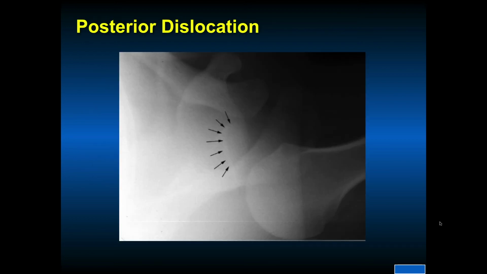This is her posteriorly dislocated shoulder. Again, you can see this axial view. This is the coracoid. This is the glenoid, the acromion, and you can see how nobody's home in the glenoid, and her shoulder is posteriorly dislocated. Reduction was done.